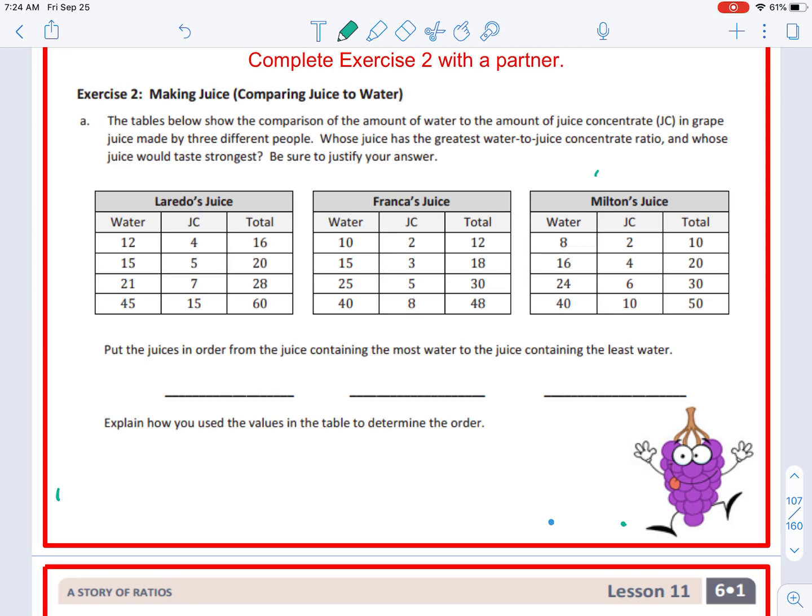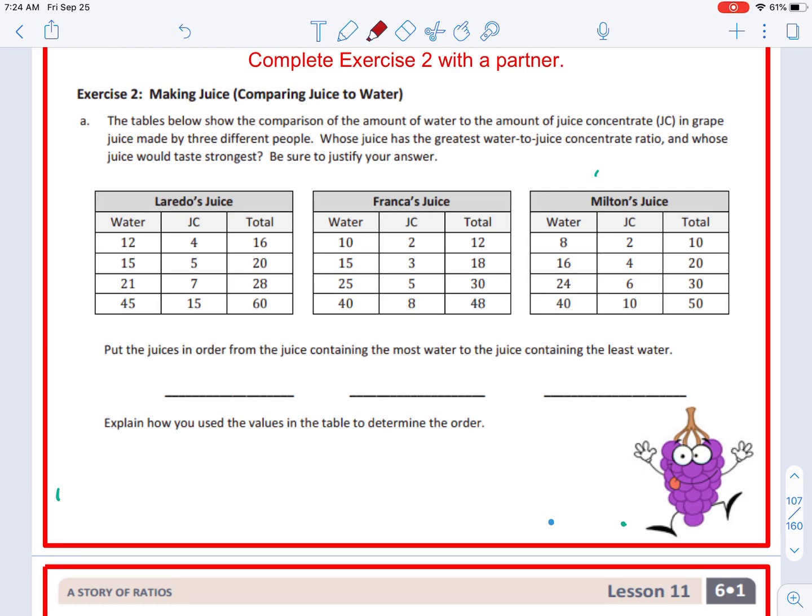Okay, so we're going from the juice that has the most water, meaning the juice isn't very strong, to the strongest tasting juice. Okay, so let's look at these tables. Laredo starts with 12 to 4. Franca starts with 10 to 2. Milton starts with 8 to 2. I need to figure out what the simplest ratio is for each, the ratio that describes each table.